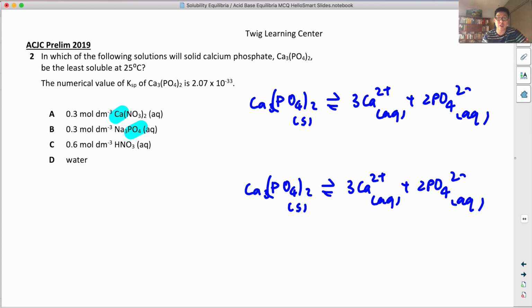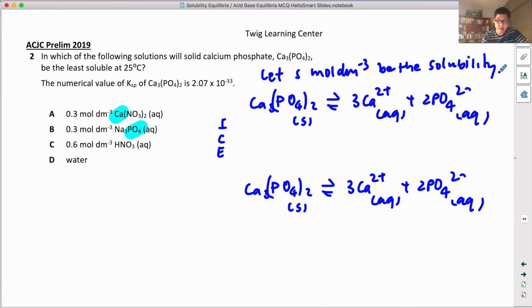So if I let S be the solubility of calcium phosphate, I'm just going to put an ICE table. S moles per dm cube be the solubility of calcium phosphate. Initially there's already 0.3 of calcium 2 plus, and phosphate is 0. Eventually, minus S, plus 3S, plus 2S. So this becomes 0, this becomes 3S plus 0.3, this becomes just 2S. We learned that S is supposed to be a very, very small value, so 3S plus 0.3 is approximately 0.3.